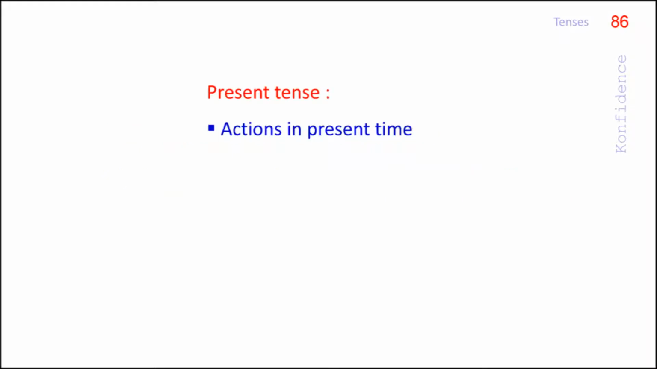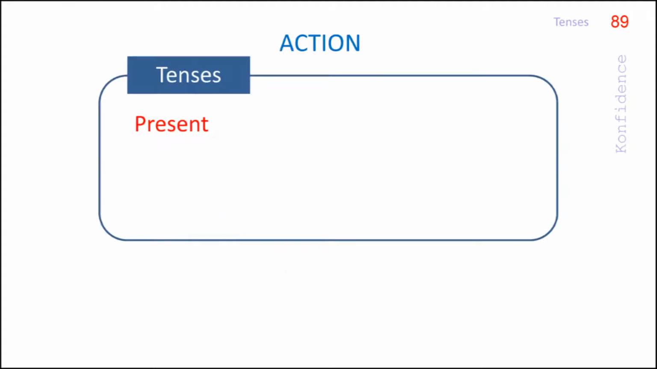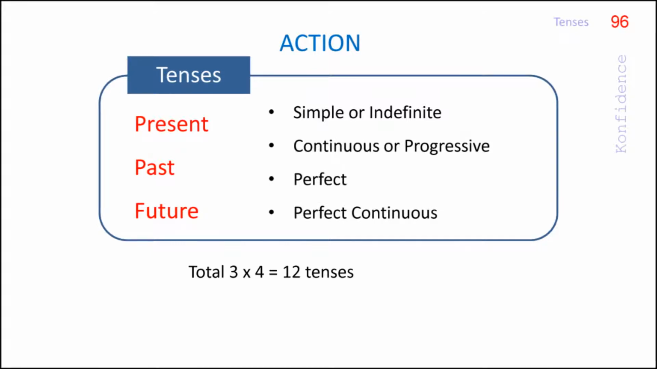The present tense is used for actions in present time. The past tense is used for actions in past time, and the future tense is used for actions in future time. Each of these tenses, present, past, and future, has 4 forms. They are simple or indefinite, continuous or progressive, perfect, and perfect continuous. That means we can express 12 different timings of a single action.